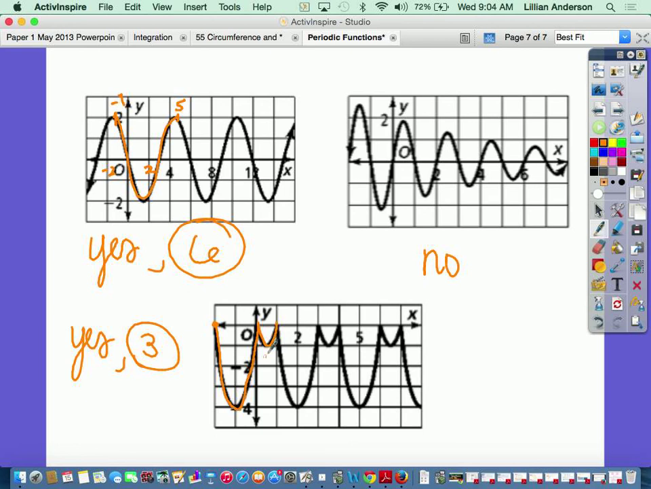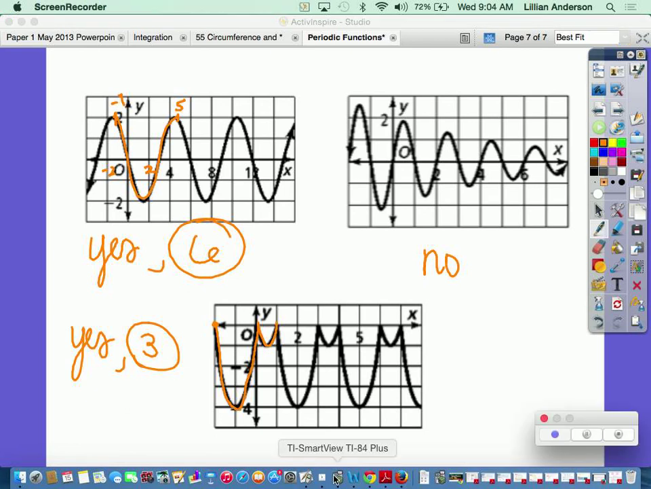So you've got to be careful with ones like that. If they're bounded between two particular values, and they're not changing y values like in the second one, then it is periodic.